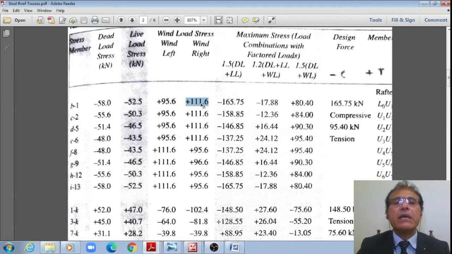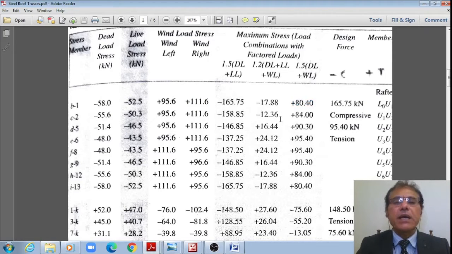Plus 111.6 minus 52.5 minus 58, that multiplied by 1.2, if I do, now I'll get that result as minus 17.88. Similarly, 1.5 multiplied by dead load plus wind load. Now I'll take this wind load 111.6 plus dead load minus 58, that multiplied by 1.5. Now I'll get, say, plus 80.4 like that.